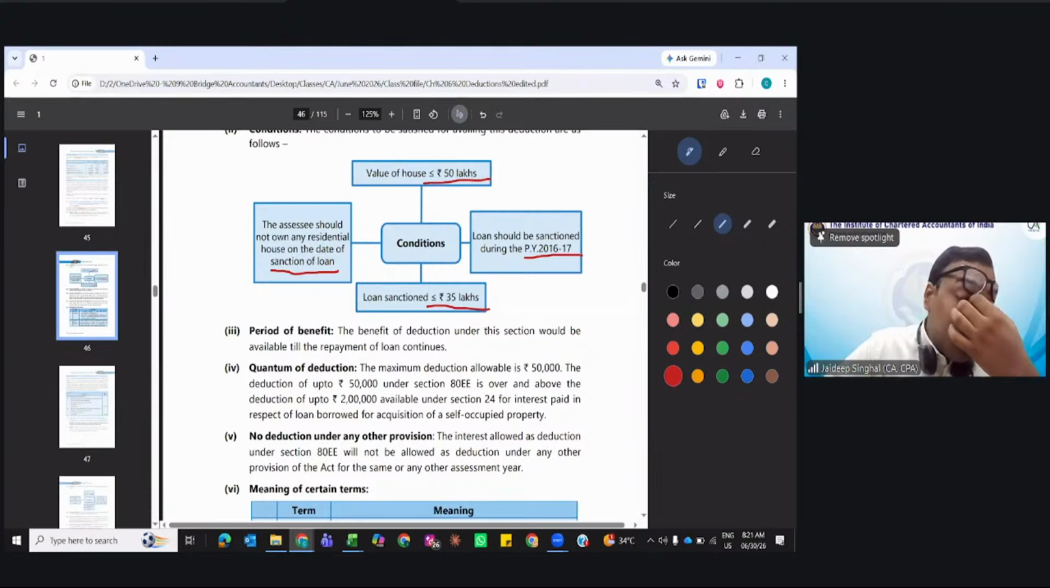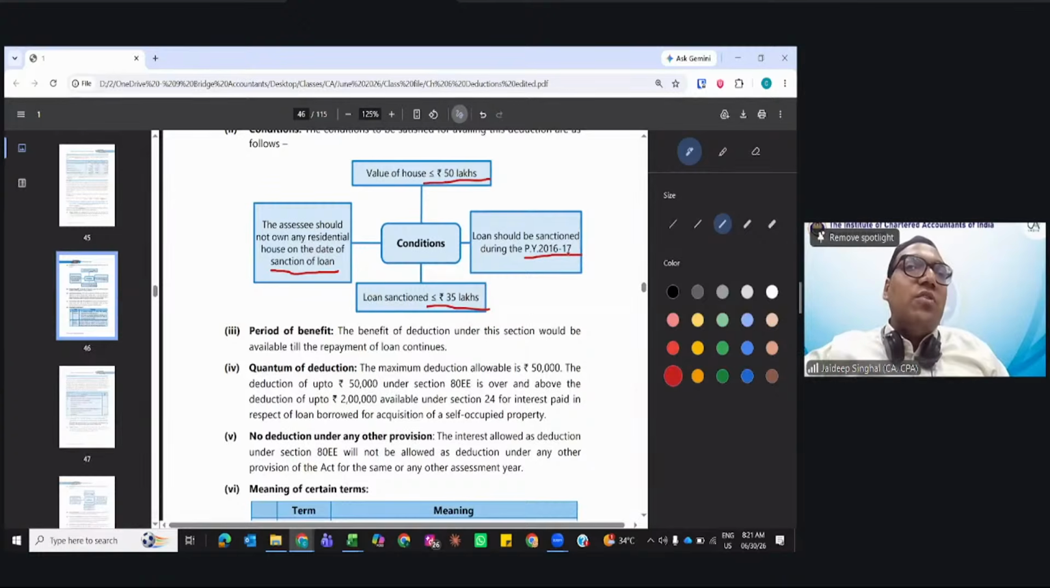Is the section relevant today? Everyone, what do you say? Is the section relevant today if the loan was sanctioned in 16-17? Lakshmi says no, Achal says no, Amar says no, Sridhar says no, everyone says no. Tell me, if you have taken the loan in previous year 16-17 but you are paying interest today, maybe for 20 years, is it relevant today?